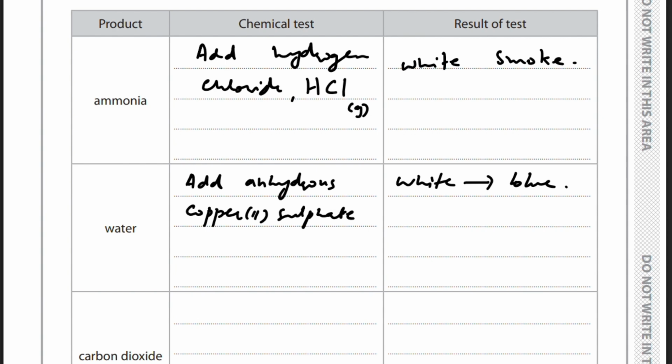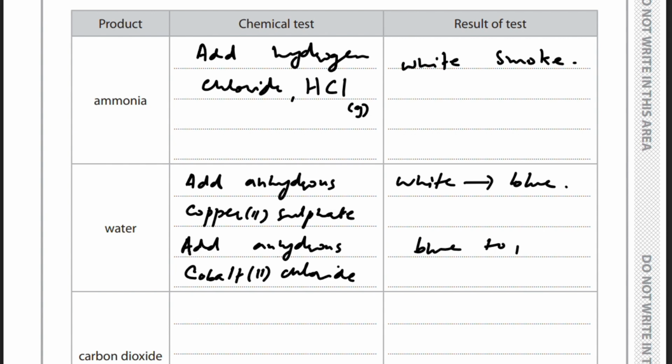For the test which you can use for water, you can write any one of the tests, is add anhydrous cobalt chloride, cobalt 2 chloride. Its color will change from light blue to pink.